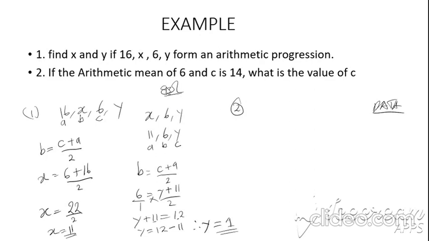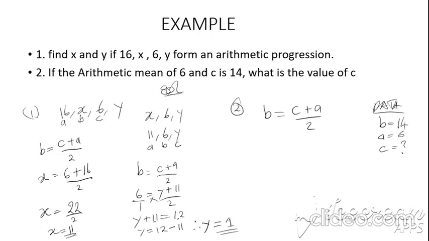Your data, you need to know your arithmetic mean, which is B, your A and your C. That's what you need to know here. So first, let me come up with the formula. Arithmetic mean is equal to C plus A over 2. But according to the question, the arithmetic mean of 6 and C is 14. So for the arithmetic mean, we have 14. It is given. And then the question is asking, what is the value of C? So they want C. Which means this 6 you are seeing here, it's A.